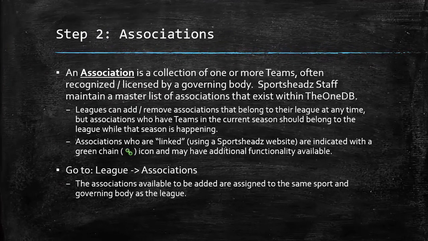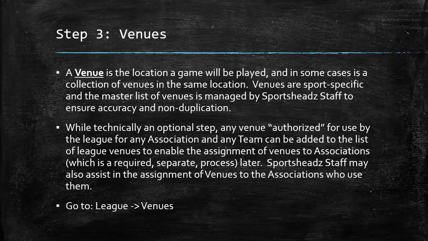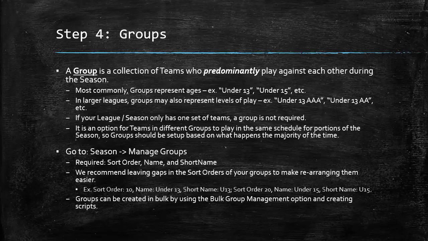So for steps 2 and 3, the assigning of associations and venues to your league, those are typically only done during the initial setup, unless a new association joins your league in a subsequent season. Now let's get back to the season we're building and look at step 4, which is to create your groups.